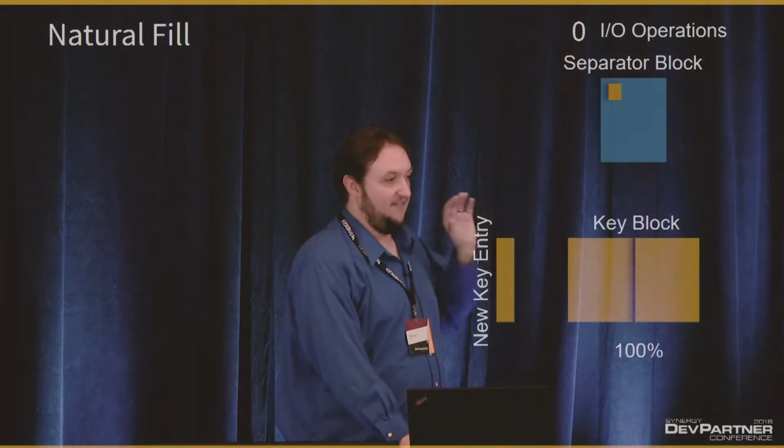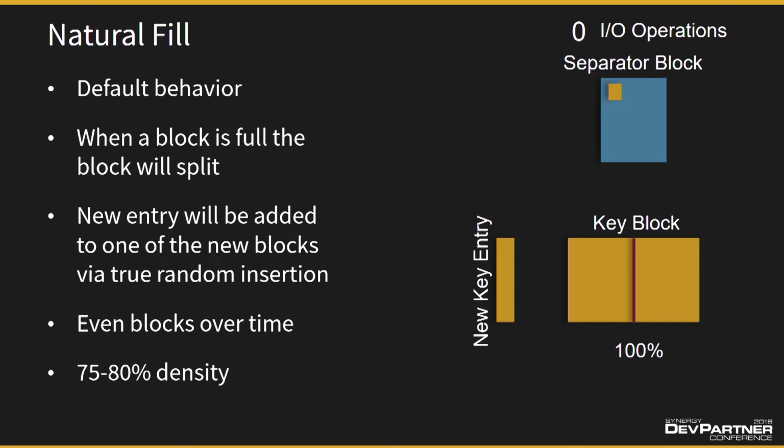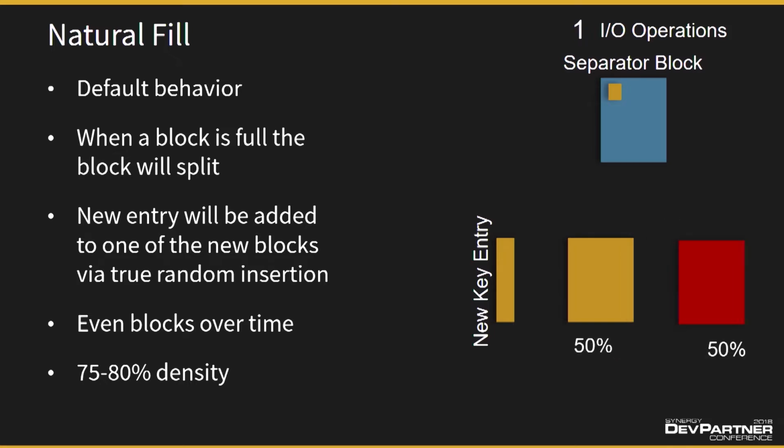The issue here is you have to know what you're doing before you do this, and I'll explain why. There are 3 different ways that density is done. If you just do the default behavior, you have what's called the natural fill. When the block is full, it will split the block. We have a little animation here. We're splitting the block because it's full. That's one I/O operation, and then it will update those separator blocks.